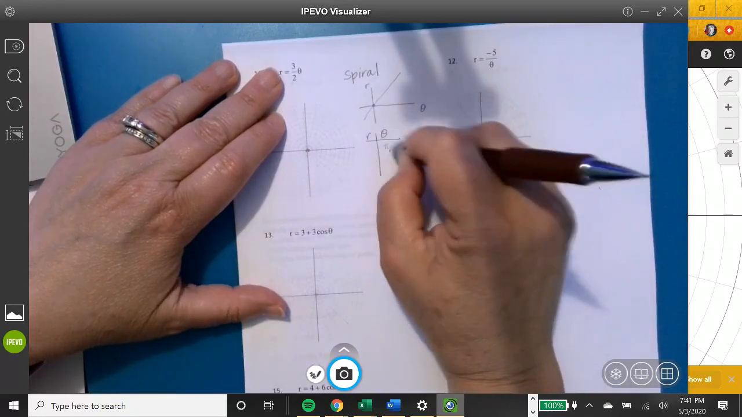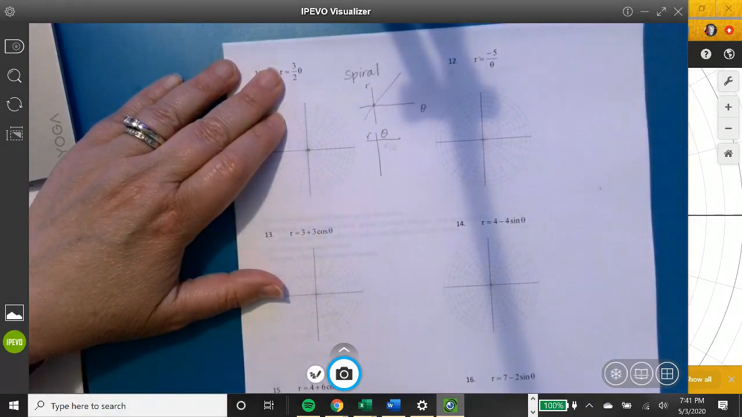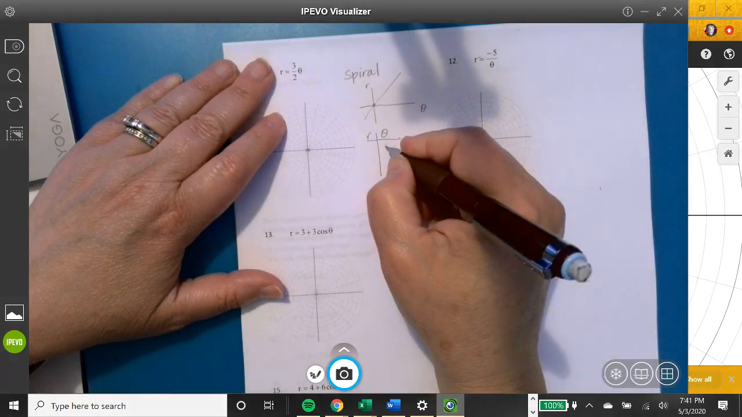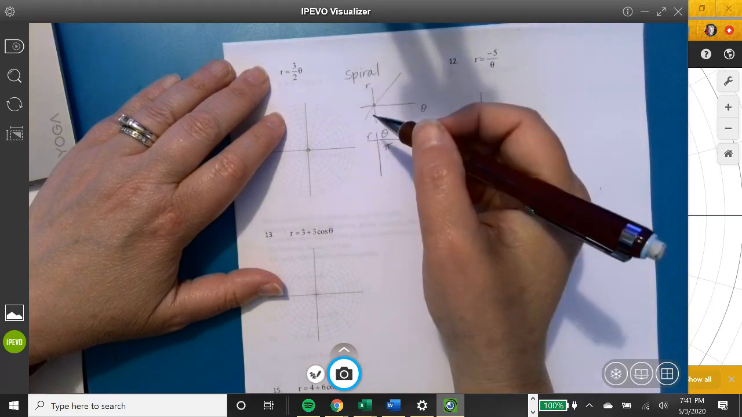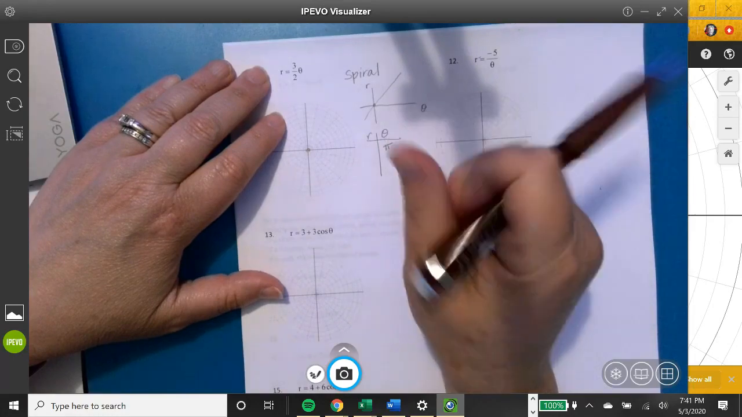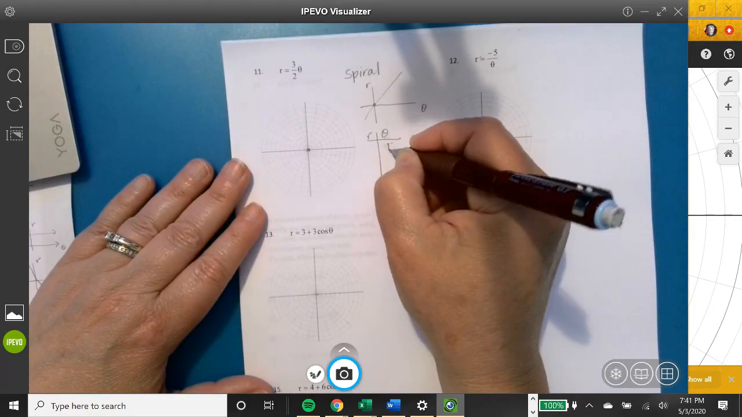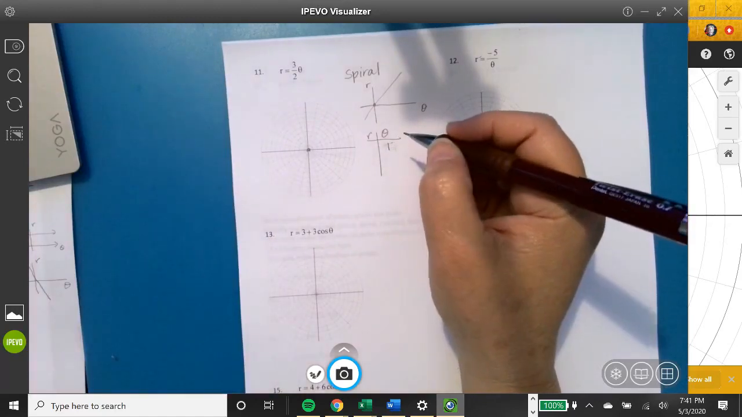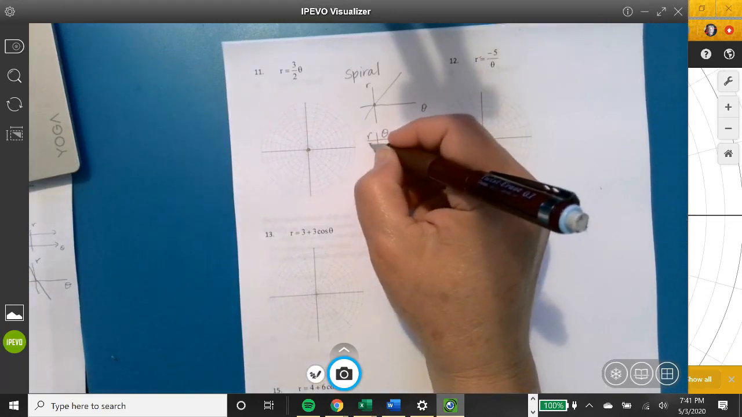No, let's not make theta pi over 4. I don't like that. Let's make it pi. If I make theta pi, then I have 3 pi over 2 as r. Do I want to do that? Well, let's just make theta 1. That means r is 1.5, or 3 halves, right?